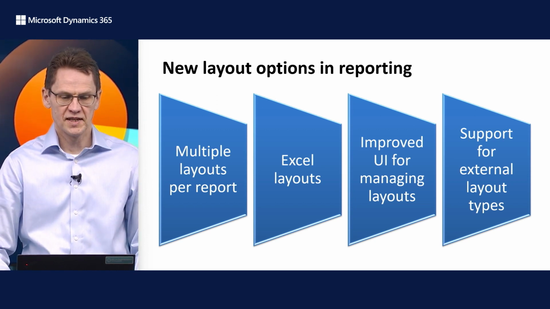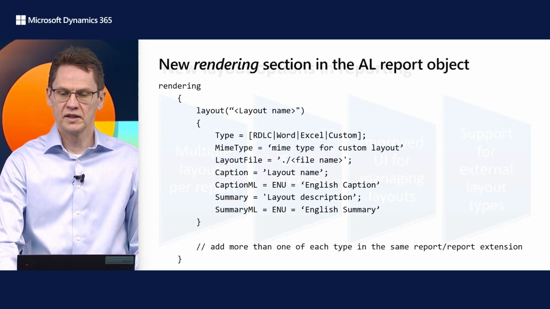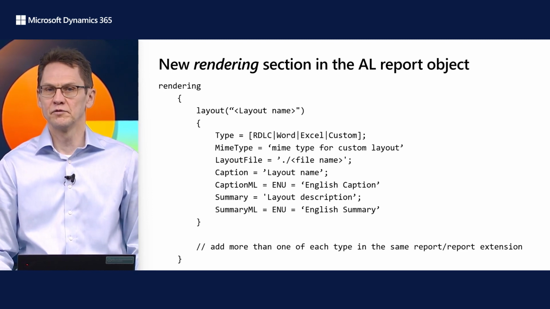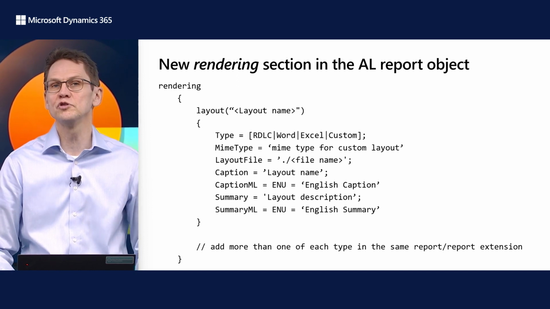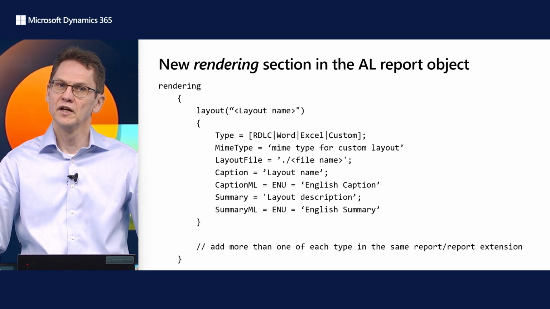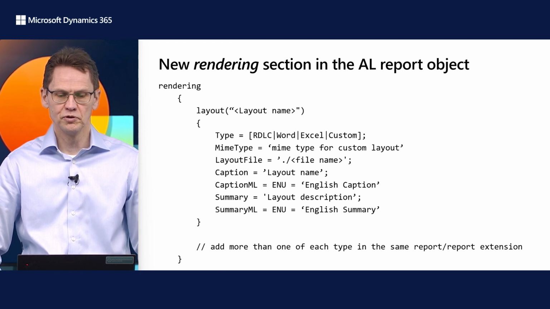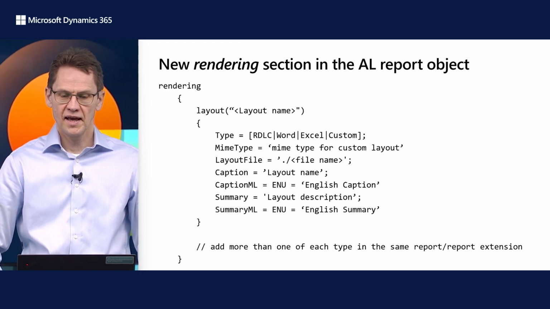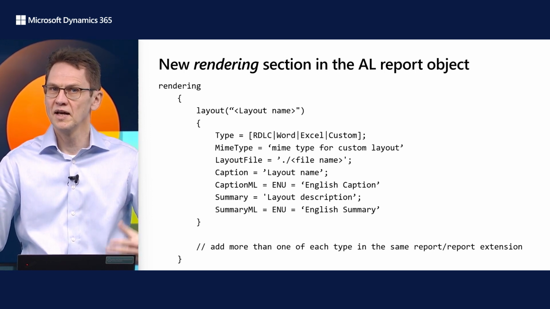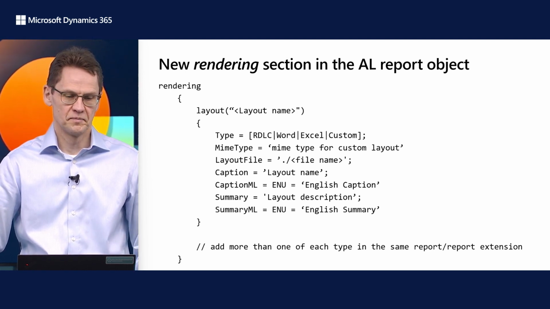However, before I go to that, I want to talk a little about multiple layouts per report. In version 19, you could only have 1 layout per type in a report. We have changed that by introducing a new rendering section in the AL report object, where you can specify as many layouts as you like. You can have multiple layouts of the same type, and you will also notice a new type which is custom, and I'll get back to how that can help our external reporting vendors as well.